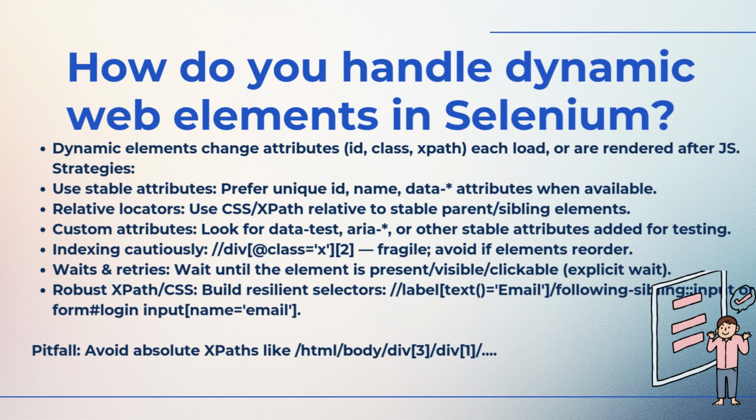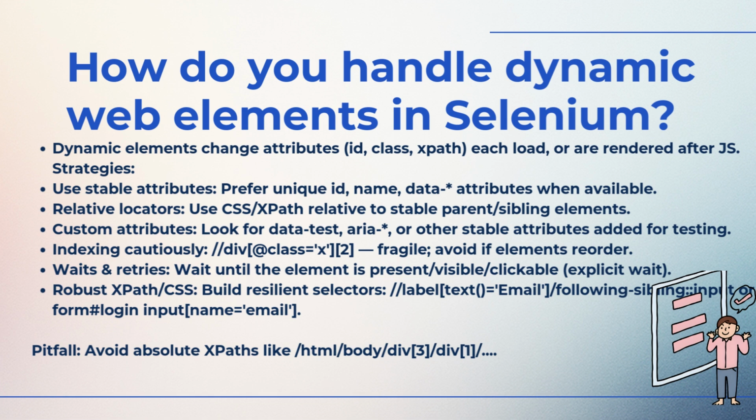Handling dynamic web elements. This is one of the most important Selenium interview questions because dynamic elements appear everywhere in real projects. What are dynamic elements? Dynamic elements are elements whose ID, name, class, or position changes every time the page loads. For example, a button whose ID is button123, button987, button456. This breaks normal locators. How to handle them?